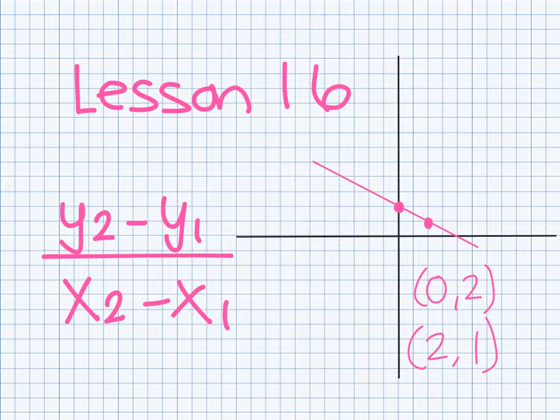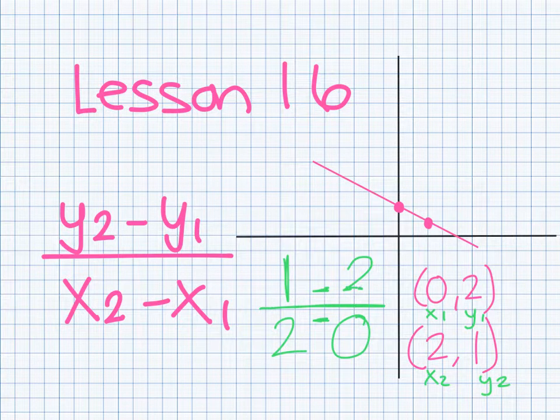We want to identify an x1, y1, and an x2, y2 value, because then all I need to do is substitute into my formula. The formula already has the negative sign in it, so let's put it there. All right, y2 is 1 minus y1 is 2, and then x2 is 2 minus 0. So let's do the math. 1 minus 2 is negative 1. That's my rise. And then my run, 2 minus 0 is 2.